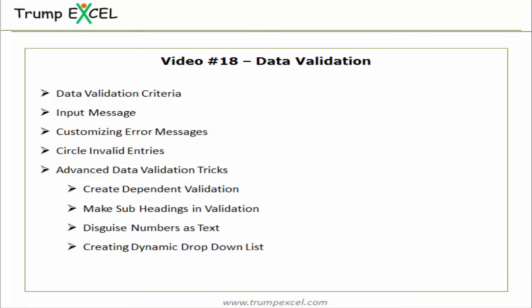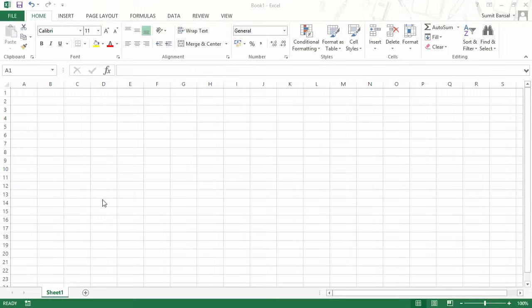Let's get started by understanding what data validation means and how to use it in Excel. Data validation in Excel would let you specify a criteria that can decide what you can enter in a cell or what value or content the cell can hold. Let me show you how to use it.